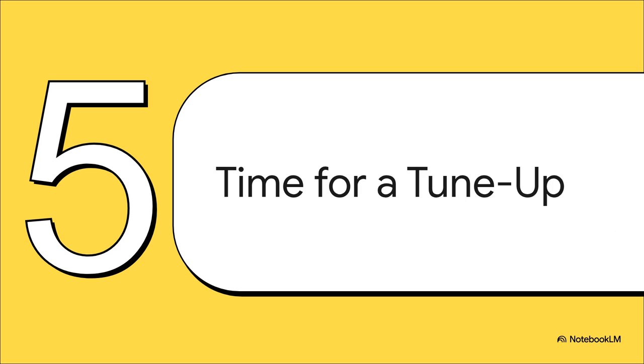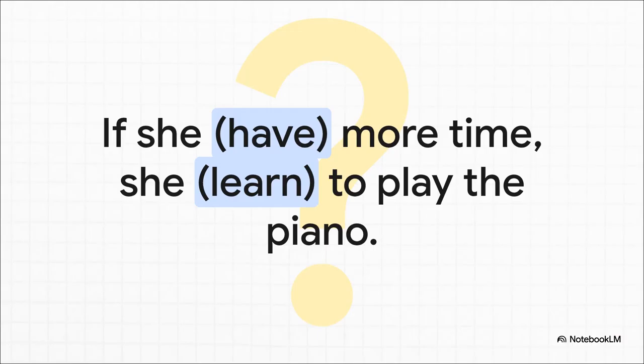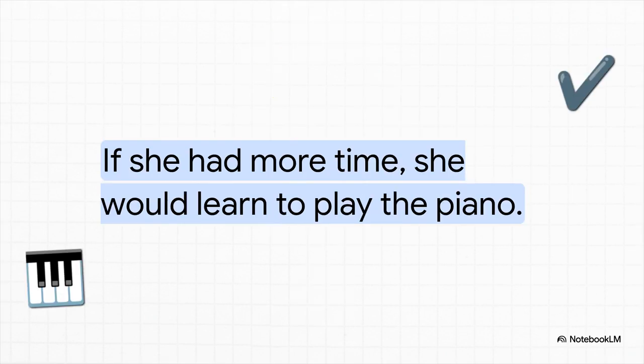All right, you've seen the definition, you've got the formula, and you've got the power-ups. Now it's time for a quick tune-up just to put this tool to work. Take a look at this sentence. How would you fill in those blanks using our second conditional formula? The verbs are have and learn. I'll give you a second to think about it. And there's our answer. If she had more time, she would learn to play the piano. You remember the formula, right? The if part gets the past tense, so have becomes had. The result part gets would, so we get would learn.